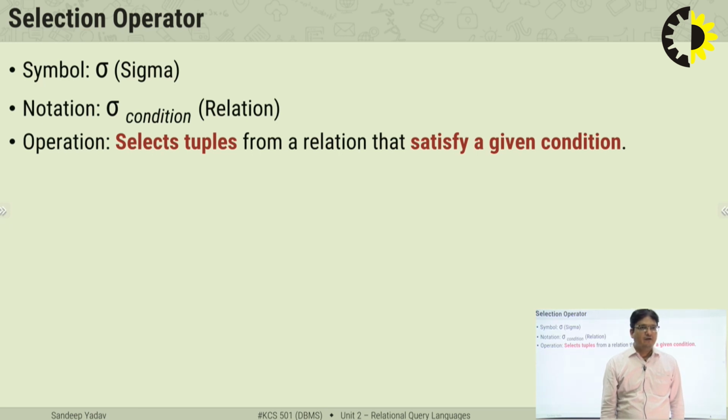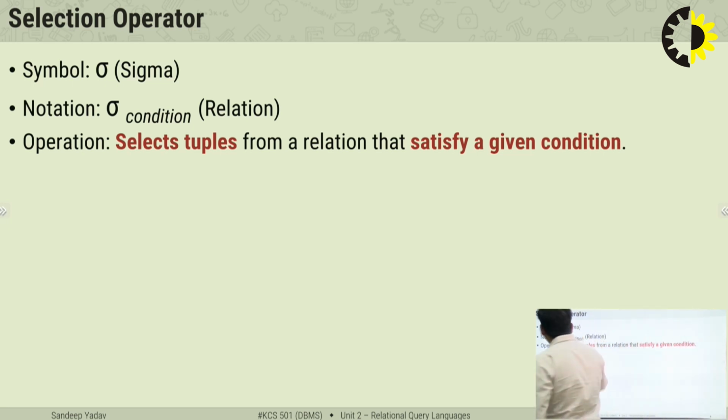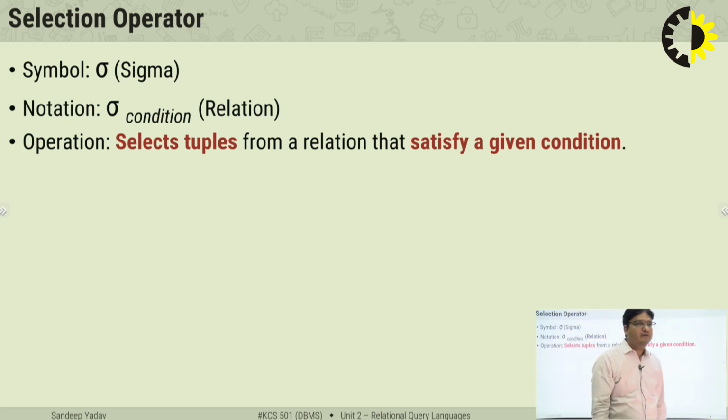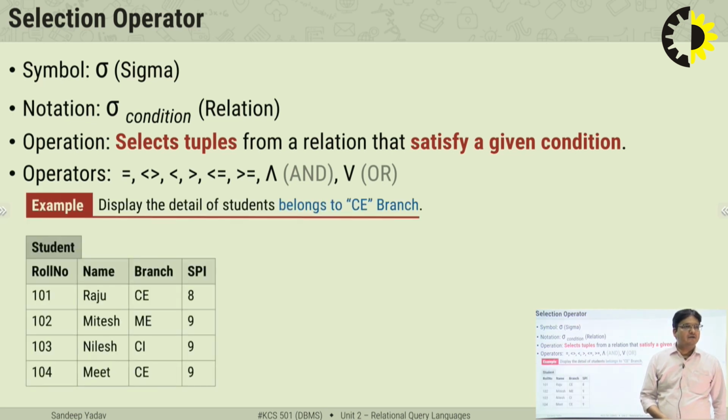For example, if we need to find the details of the students who live in the city Ghaziabad, then we specify sigma, with the condition city equal to Ghaziabad, followed by the name of the relation, that is student. Then we will get the required tuples. The various operators that can be used are and, or, not, equal to, not equal to, greater than, less than, less than or equal to, and so on.